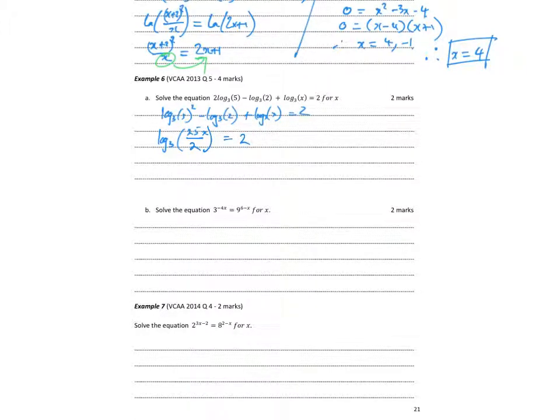Now, we can't just cancel the log off. The base of the log is 3, so I can say 3 to the power of 2 is equal to 25x on 2. 3 squared is 9, so 9 times 2 equals 25x. 18 equals 25x, so x has to equal 18 on 25.